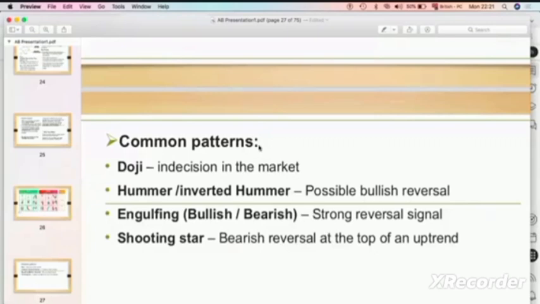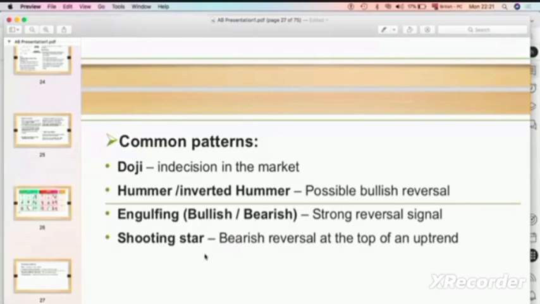So, these are the common patterns. Like I told you, I was giving you more examples on doji, hammer and inverted hammer, and engulfing candle. I gave you a few examples on engulfing candles. And in most cases, in our upcoming classes, I'll be laying more emphasis on how you can use doji, inverted hammer, and engulfing candle.